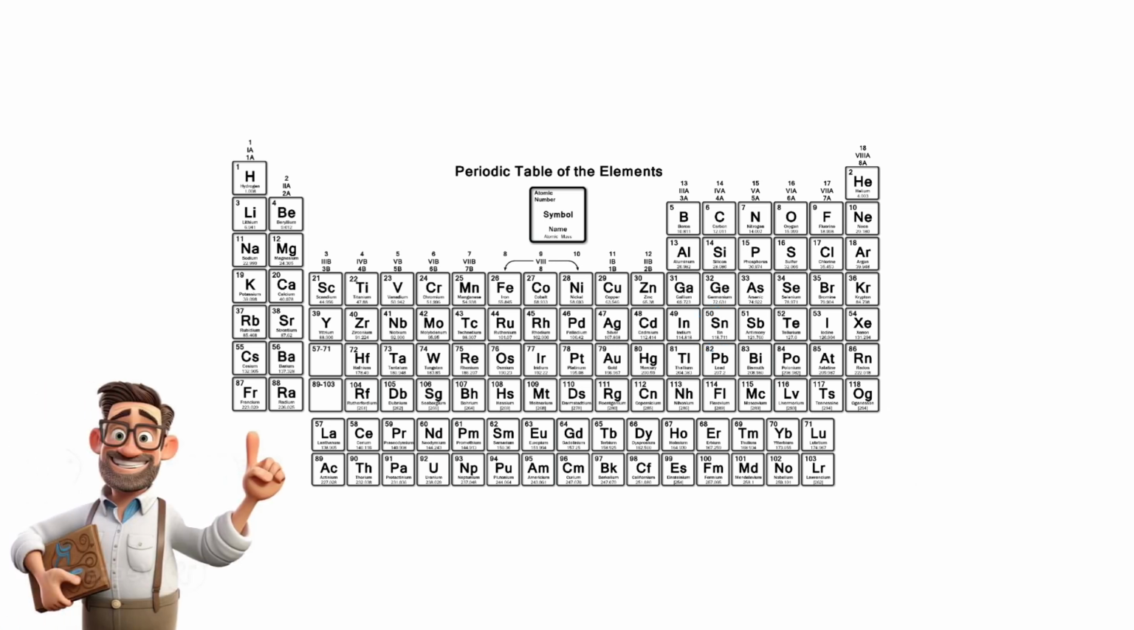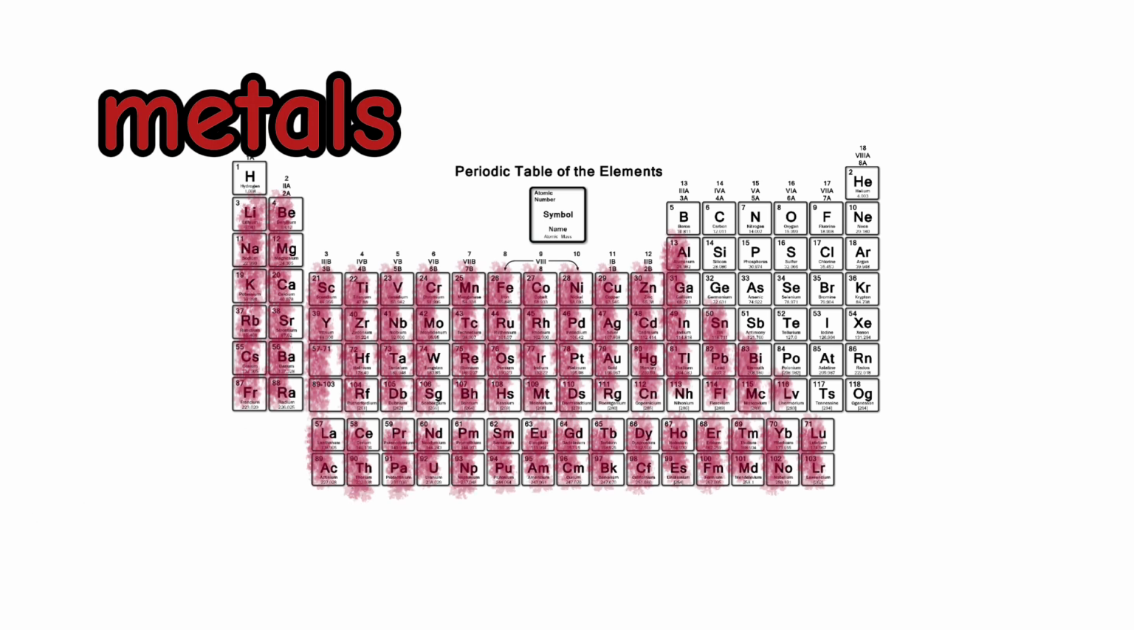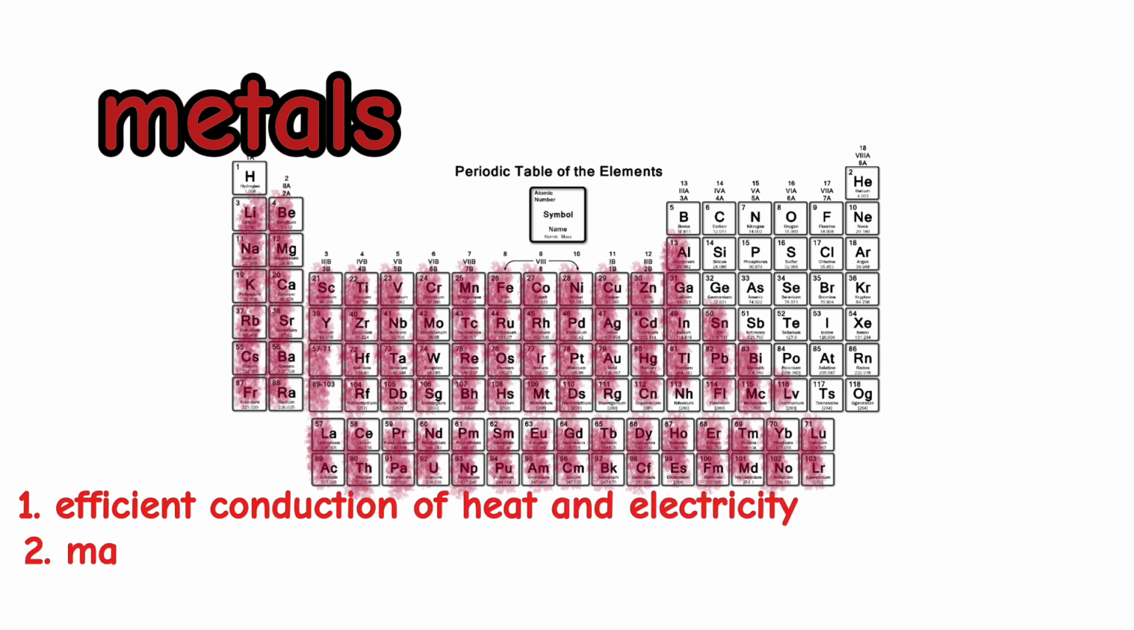Elements can be divided into 3 large categories. Each category has its own behavior. The elements in the left and central regions of the periodic table, except hydrogen, are metals. Metals have characteristic physical properties such as efficient conduction of heat and electricity, malleability, which means that they can be hammered into thin sheets, and ductility, which means that they can be pulled into wires. Also, metals often have a lustrous appearance.